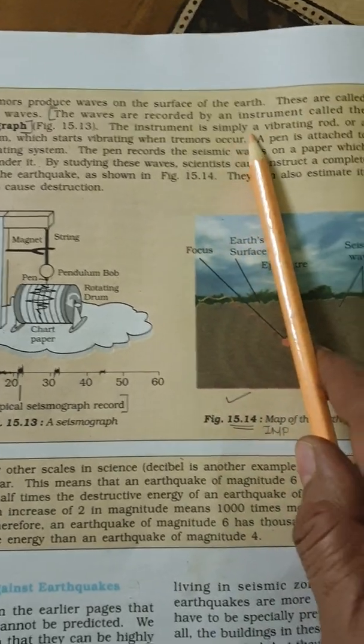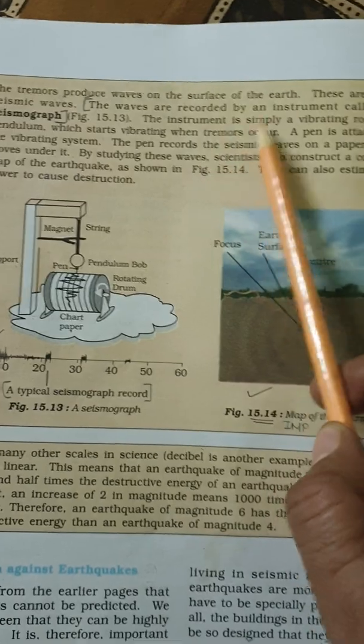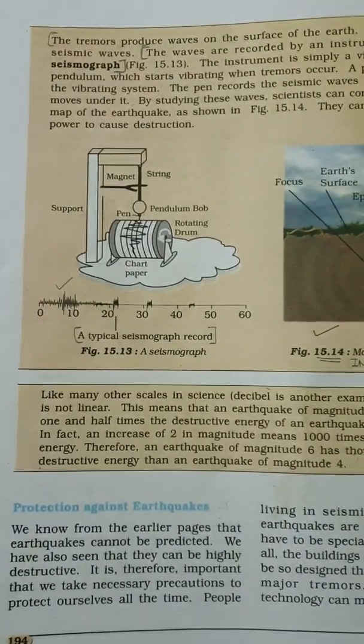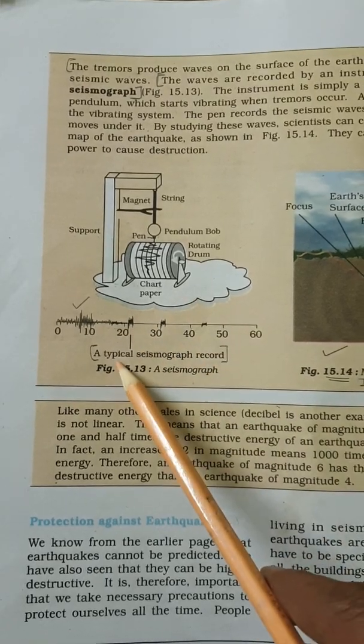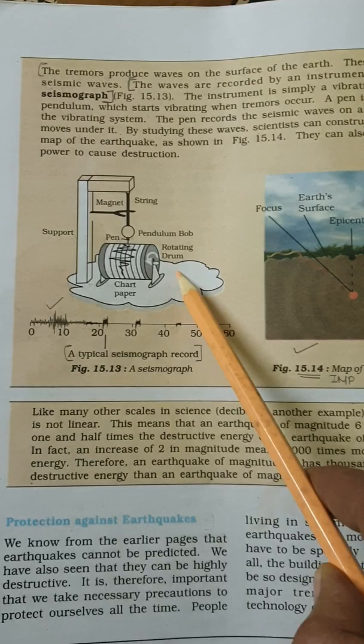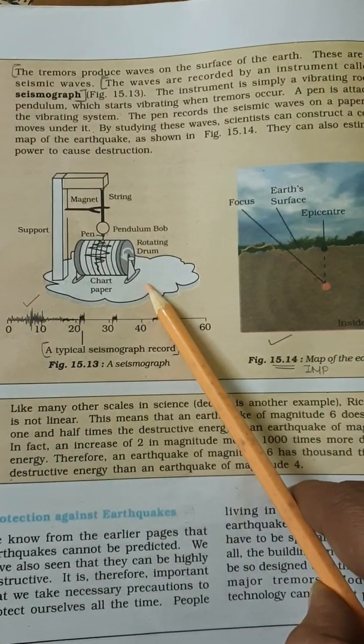The tremors produced waves on the surface of the earth. These are called seismic waves. The waves are recorded by an instrument called a seismograph. You can see this is a typical seismograph record. This is a seismograph. Now, this instrument is meant to record the seismic waves.